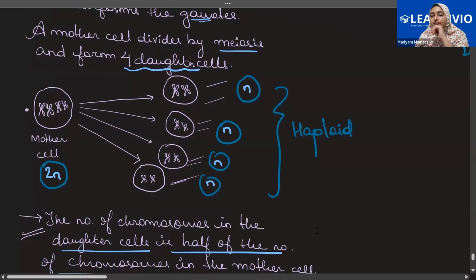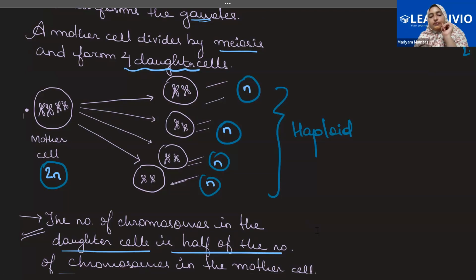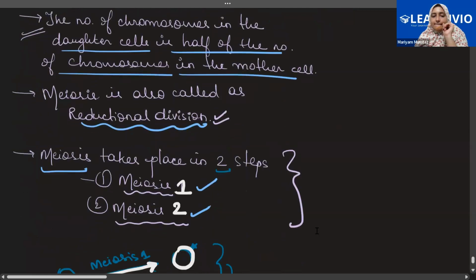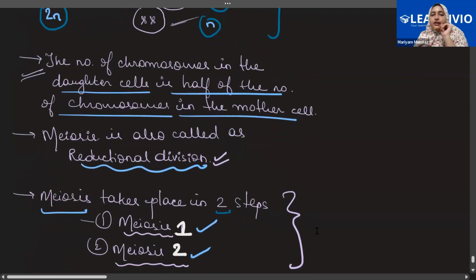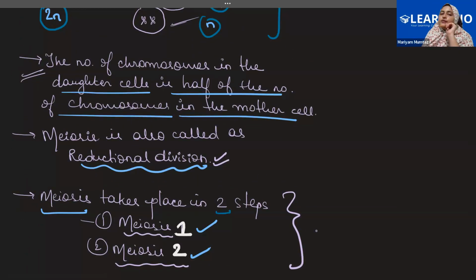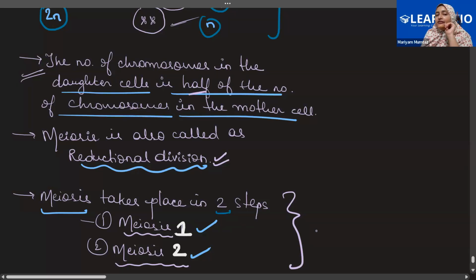Is this clear? Yes, half. Clear to you all, right? You get the concept behind it? Yes, ma'am. Everyone is getting it? Okay, very good. Now, the number of chromosomes in the daughter cell is half the number of chromosomes in the mother cell.